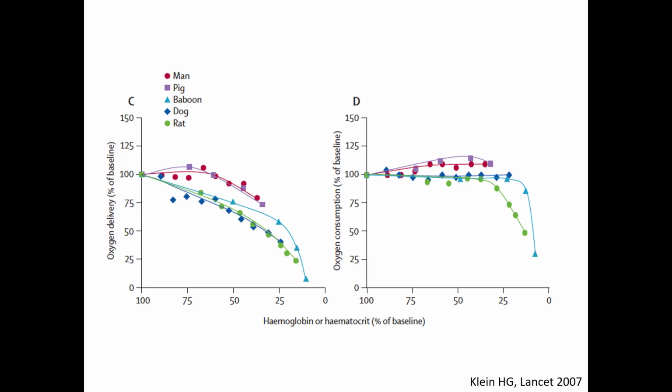Now, the left graph here shows oxygen delivery, and on the right, oxygen consumption. Oxygen delivery is dependent on the hemoglobin concentration, and so if the hemoglobin decreases from baseline 100 to 75 to 25%, you will see a concomitant decrease in oxygen delivery, and this is quite conserved across different mammalian species.